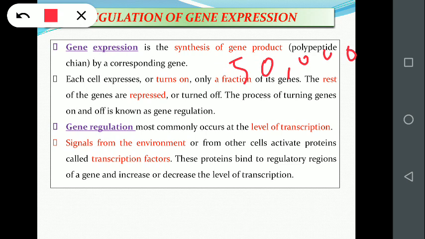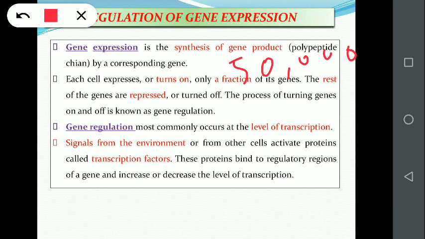So this is for the cellular economy. For the economy of the cell, they will switch on and switch off genes based on their need only. That is why it is called regulation. Regulation is nothing but when the genes must be switched on and when they must be switched off. That is called gene regulation.